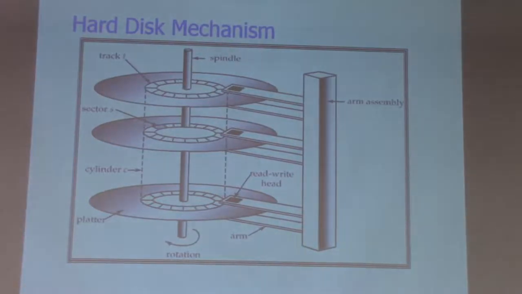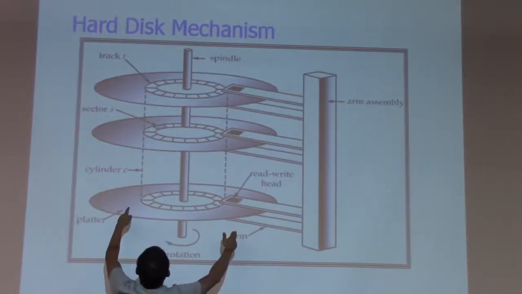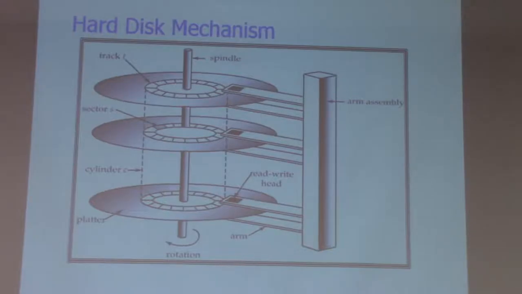Okay? And each platter is organized into what we call tracks. So this is one track. And within a track, you have sectors. And each sector is a consecutive collection of bytes from that track. And typically, a sector is of size 512 bytes. So it's about 4,000 bits. It's about 4,000 bits for one sector.